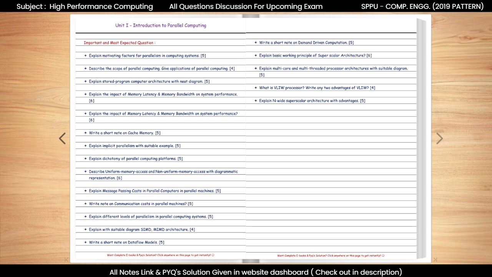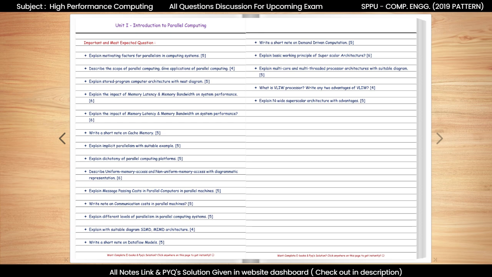Now, let us move on to our next important topic, demand-driven computation. From this topic, we can expect questions such as, write a short note on demand-driven computation. Demand-driven computation means computations are performed only when results are required. Instead of computing everything in advance, the system computes values on demand. This saves time and resources, especially when some results are never used.